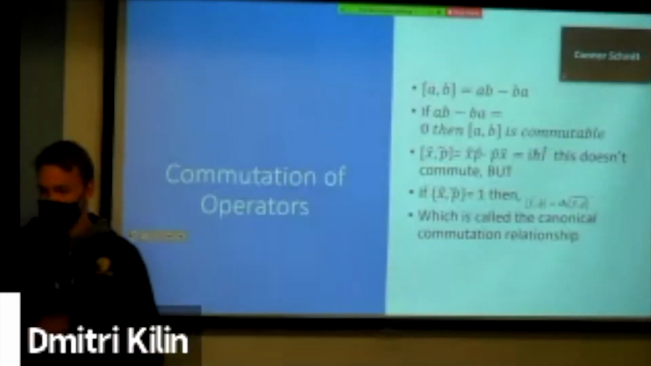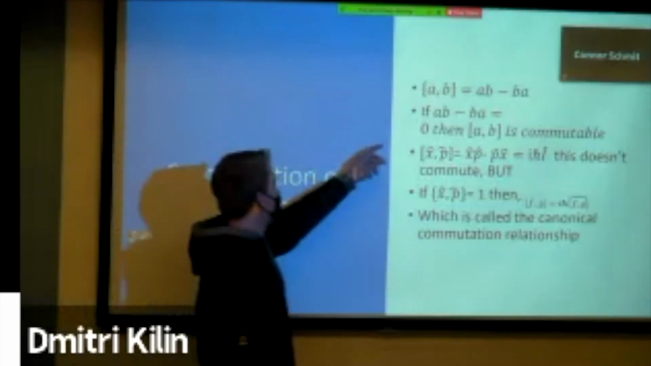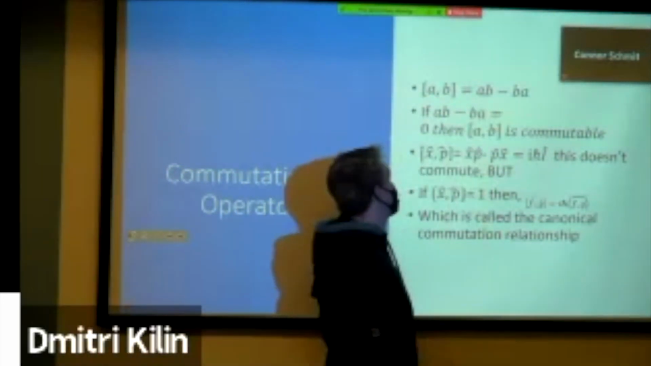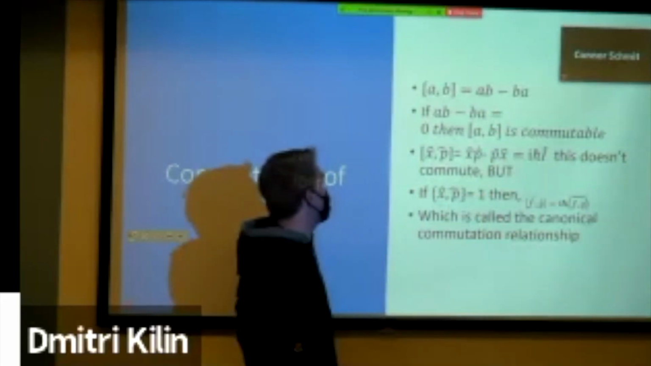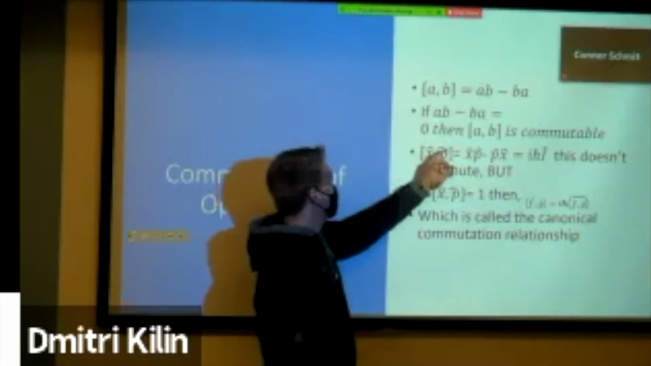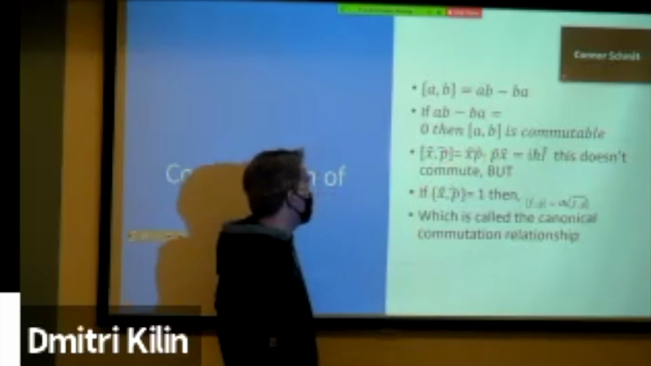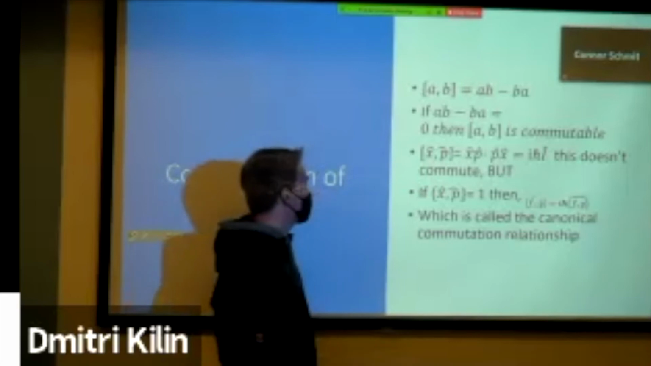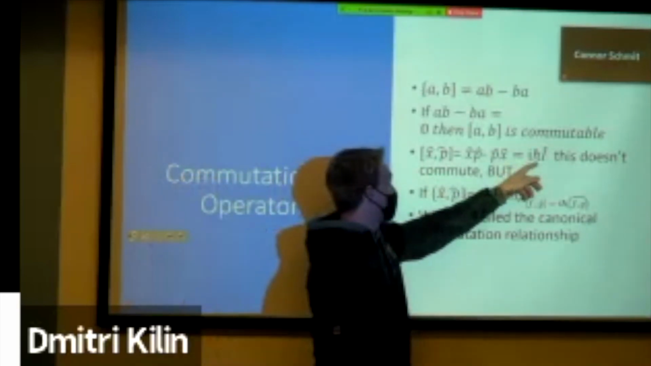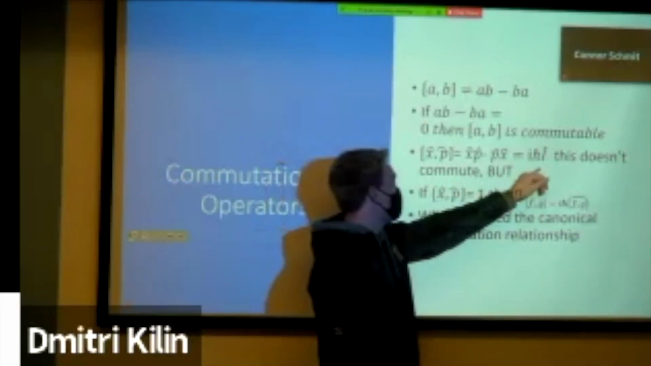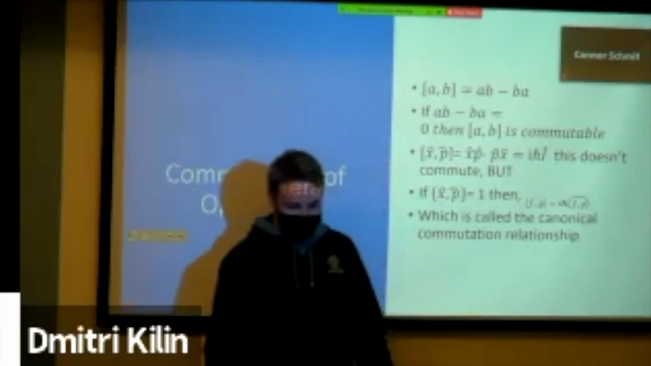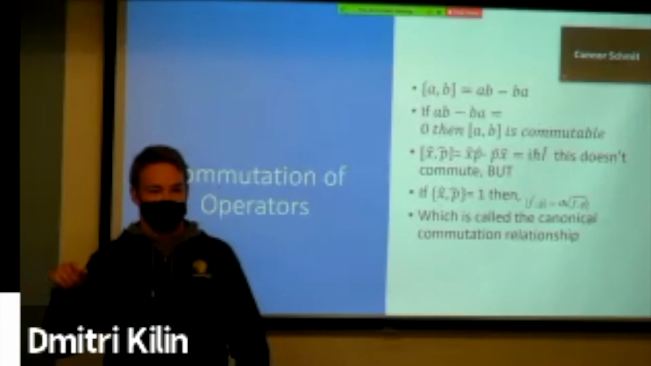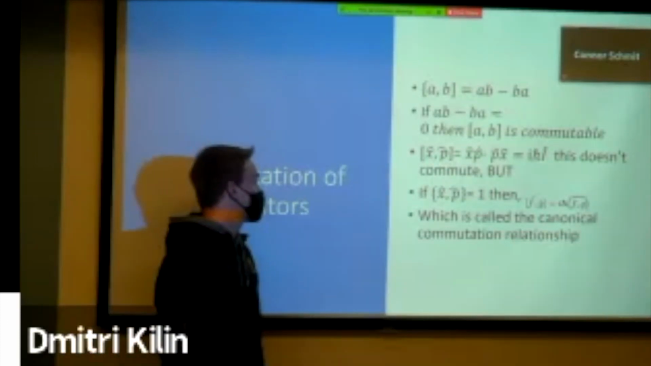So the commutation just represents that A comma B in square brackets is equal to AB minus BA. And if it's equal to 0, then A and B commute. But if we look at our position and momentum operators, it equals i h bar, and this is the matrix with 1s down the diagonal and 0s everywhere else.